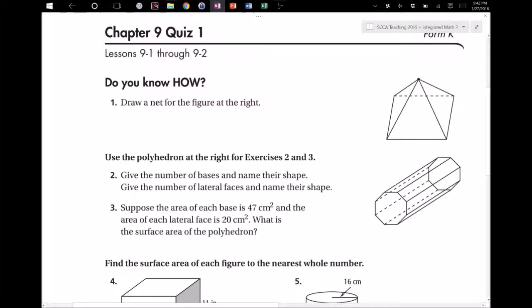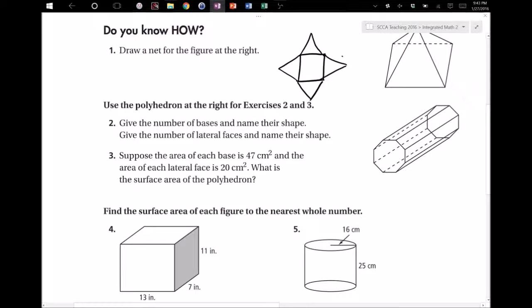These are the solutions for Integrated Math 2, Chapter 9, Quiz 1, Lessons 1 through 2. Question 1 asks us to draw a net for the figure on the right. This is a pyramid with a square base, so it doesn't need to be to scale, but we want to be able to know what it is representing. So it's composed of triangles and a square base.